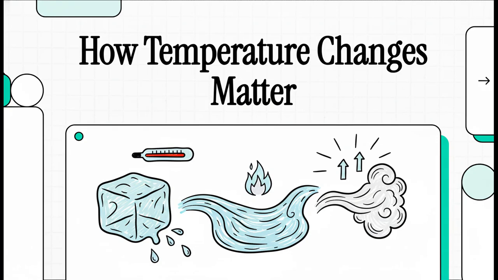Hello, everyone. Have you ever wondered how a solid cube of ice melts into a puddle of water? Or how that same water, when you boil it, seems to just disappear into the air as steam? Well, it's all because of one very important factor: temperature. Today, we are going to understand the science behind how a change in temperature causes a change in the state of matter. So let's begin.